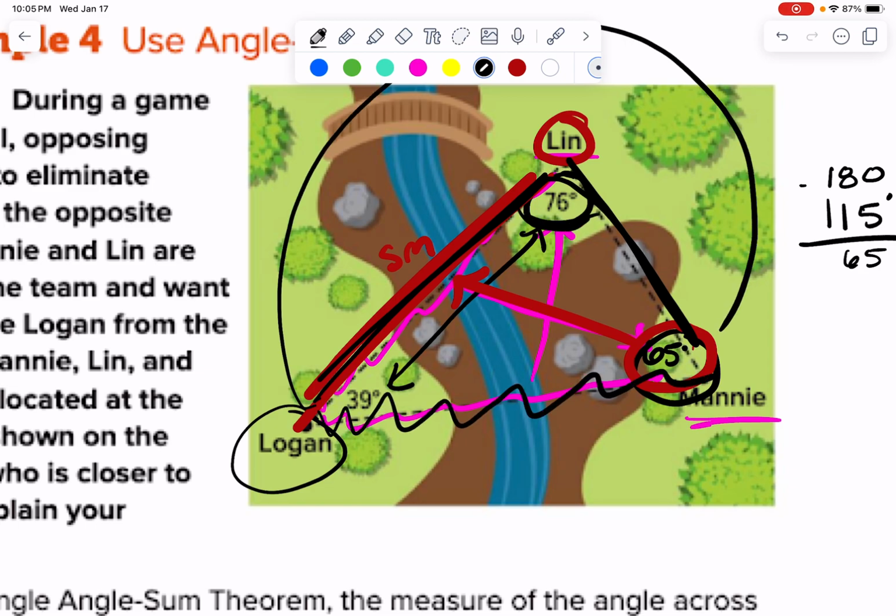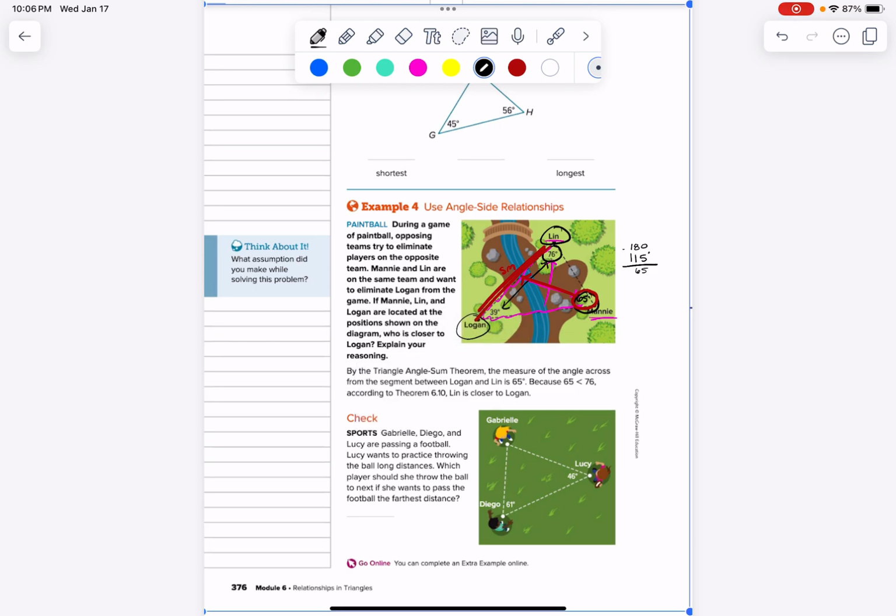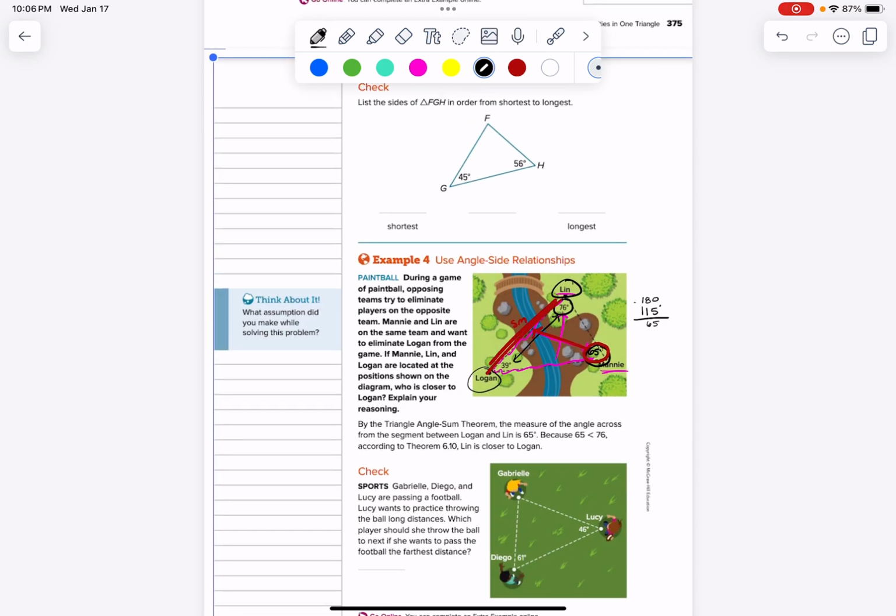He's opening up 76 degrees. So this distance is going to be larger because he's opening up wider. I don't know if that helps you at all, but that's how you can think of it, okay? So Lynn is going to be closest to Logan because he is only 65 degrees. Lynn is the answer to that one, okay?